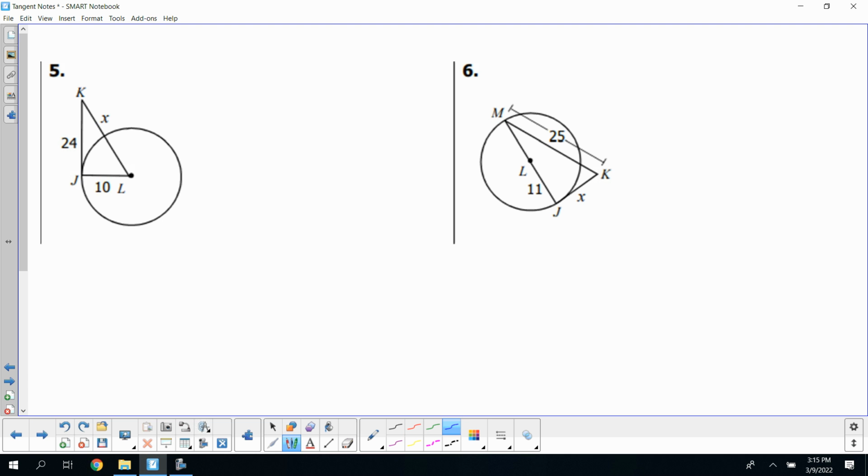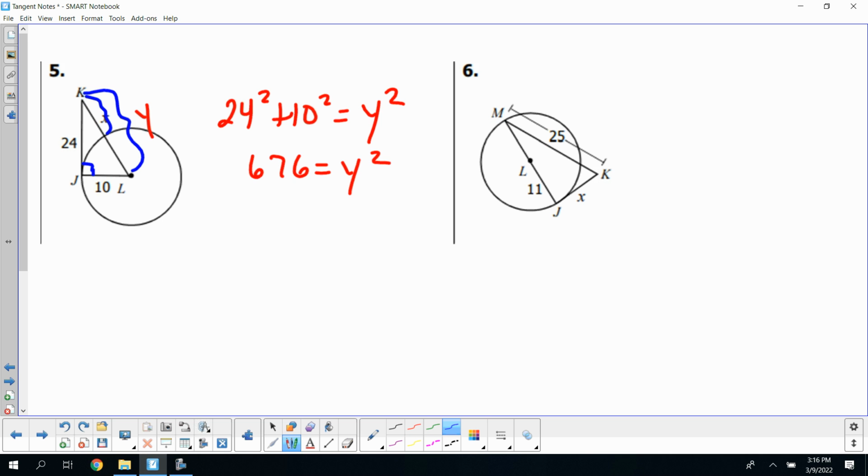For number 5, they give us this part of our what would be our hypotenuse, but we need to use the whole thing, and then we'll use that to figure out what our X is equal to. So let's call that whole hypotenuse Y. And we'll do 24 squared plus 10 squared. That's going to give me Y squared. Okay? So 24 squared plus 10 squared gives me 676. And then I'm going to take the square root of both sides to get rid of that squared. And I have 26 equals Y.